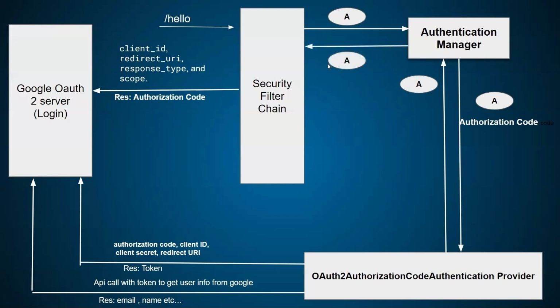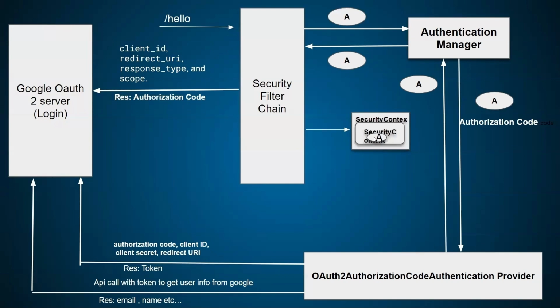The authentication manager again returns this object to the security filter chain, and the security filter chain will check that this object is authenticated, or this user is authenticated, and it allows the user to access this slash hello API. But before giving the access to the slash hello API, it will create one security context holder. Basically, there is a class called security context. Inside that, it will create a security context holder, and inside this security context holder, it stores that authentication object which contains all the information.